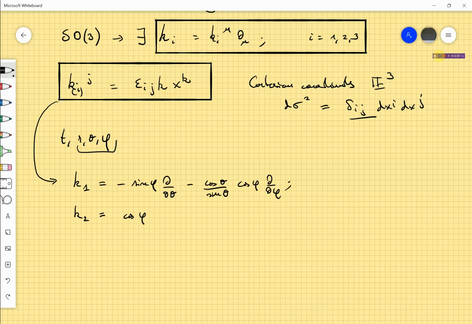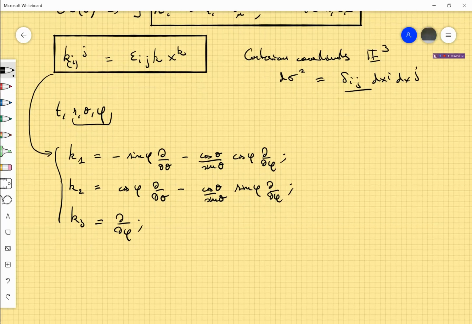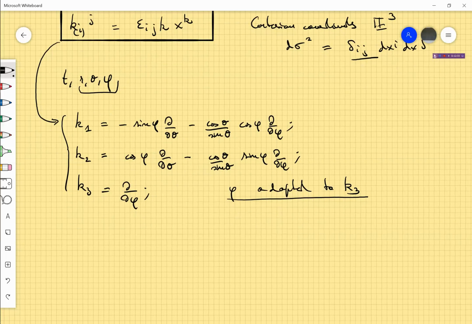This is cos phi. And K3 is just the phi. Well, here you see that phi is the adapted coordinate to K3. I think this is the best that one can do, and I am going to show you why. But I need to discuss first a bit more about Lie brackets.